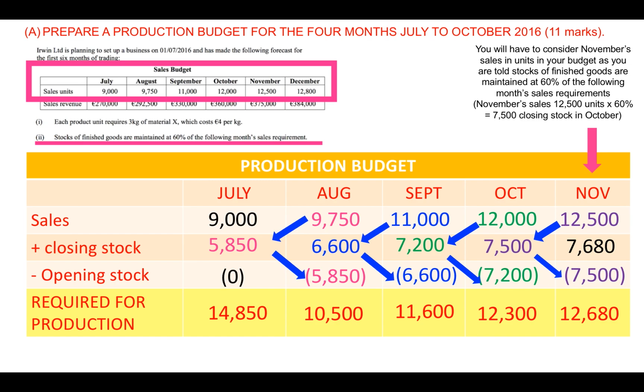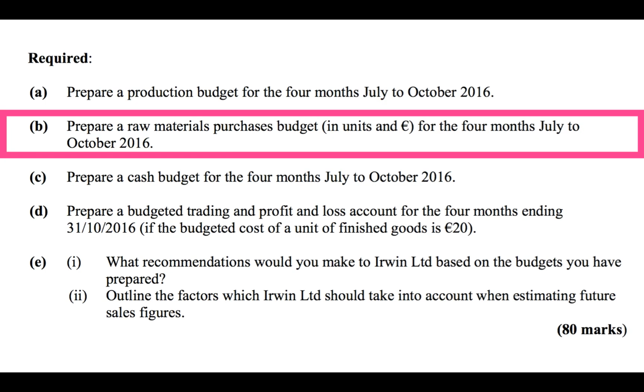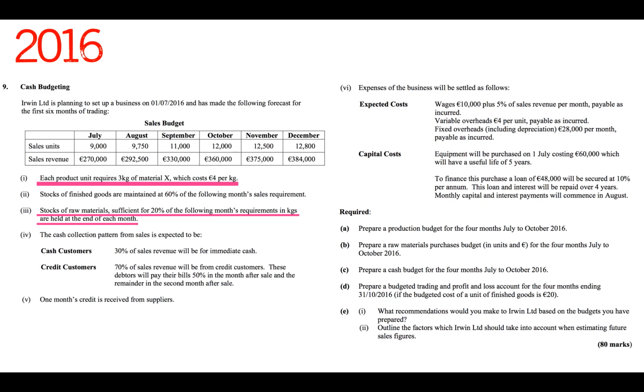Now, we might need to know November's figures later on, and you'll see that we actually will. So no harm in doing November as well. So part B, prepare a raw materials purchases budget in units and in euros for the 4 months July to October 2016. So we want to know how many kgs of materials we need to purchase in order to satisfy our production that we worked out in part A, and we'll also need to know how much that is going to cost us as well.